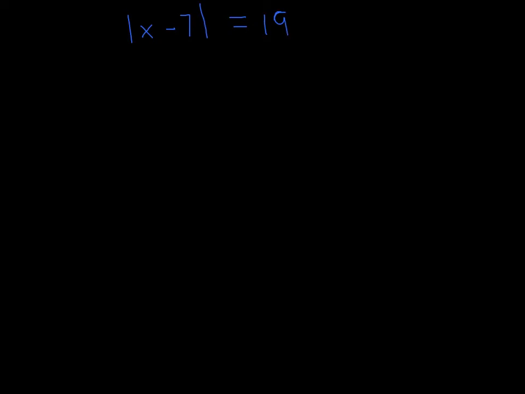Okay, so because we've already isolated the absolute value, you have to take everything inside of it, all this stuff in here, and set it equal to the positive 19 and negative 19, and then you have to solve it. So x minus 7 is equal to positive 19, or x minus 7 can be equal to negative 19. And then you have to solve them both.